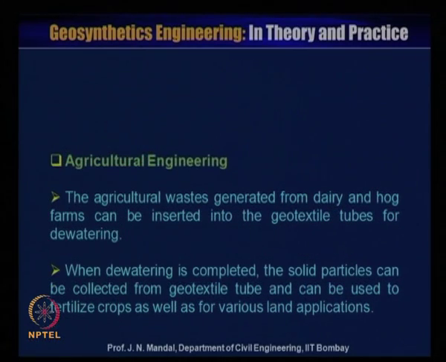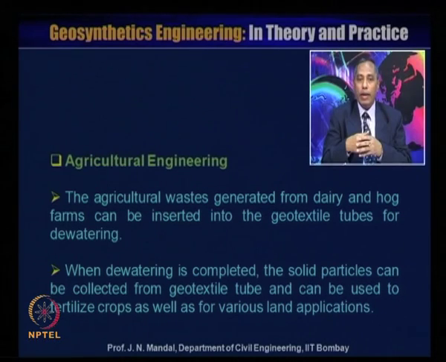Agriculture engineering. The agricultural waste generated from dairy and hog farms can be inserted into the geotextile tube for dewatering. When dewatering is completed, the solid particles can be collected from the geotextile tube and can be used to fertilize crops as well as for various land applications.